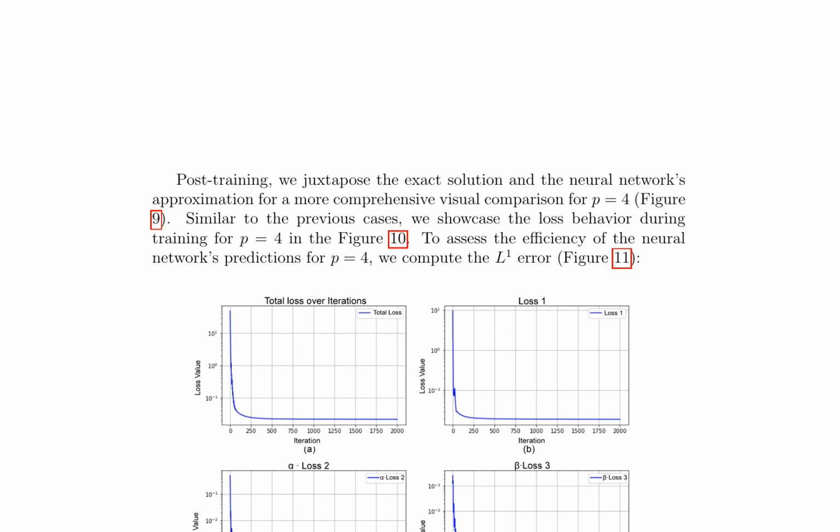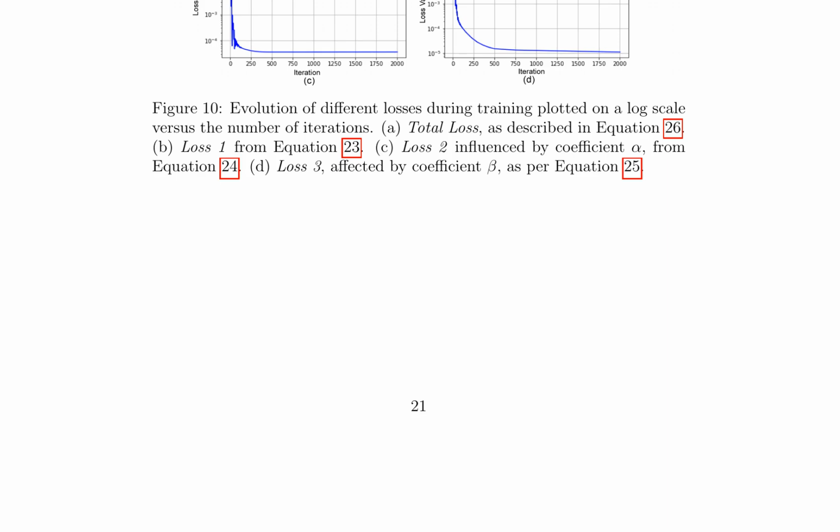In the post-training analysis of the neural network's approximation for p equals 4, visual comparisons and efficiency assessments are conducted. A comprehensive visual comparison is provided by juxtaposing the exact solution and the neural network's approximation, as shown in Figure 9. The loss behavior during training for p equals 4 is examined in Figure 10, where different losses are plotted against the number of iterations on a log scale. Specifically, the total loss, loss 1, loss 2 influenced by coefficient alpha, and loss 3 affected by coefficient beta are considered, as defined in equations 26, 23, 24, and 25, respectively.